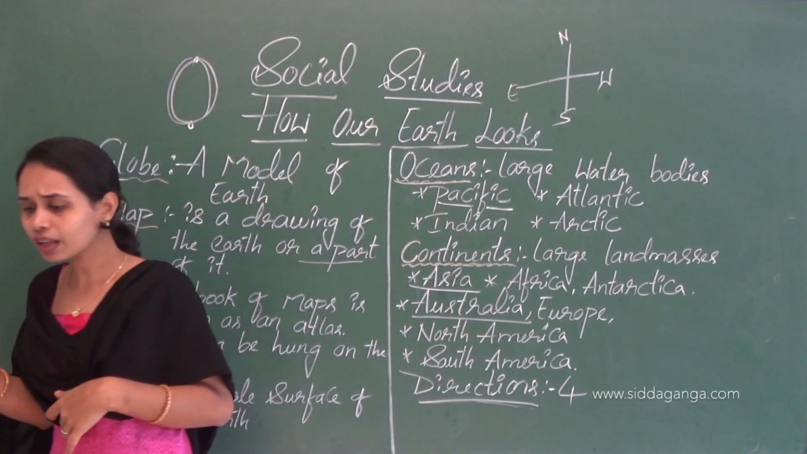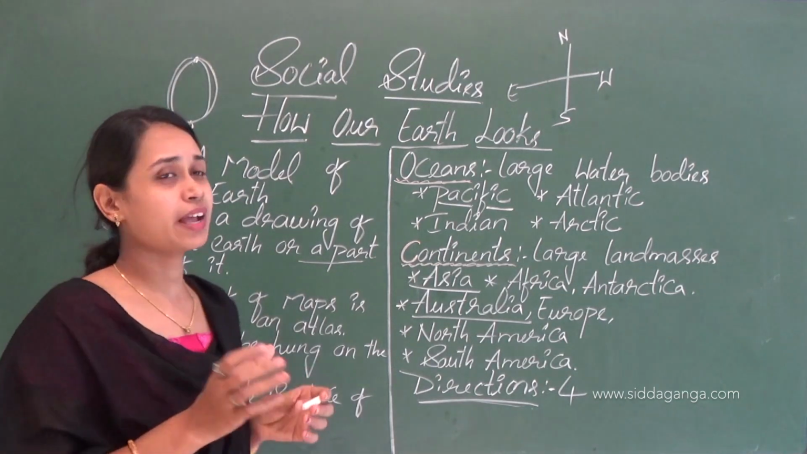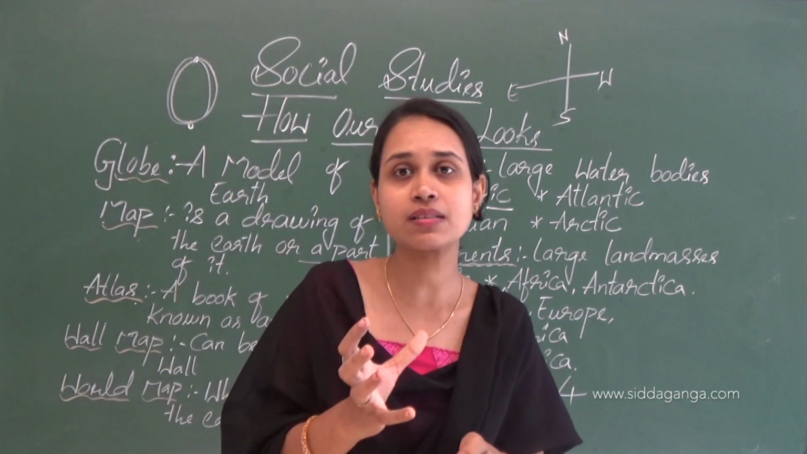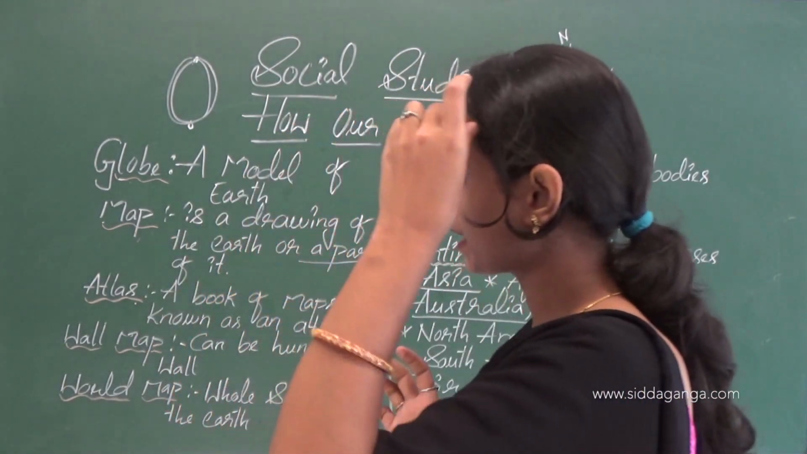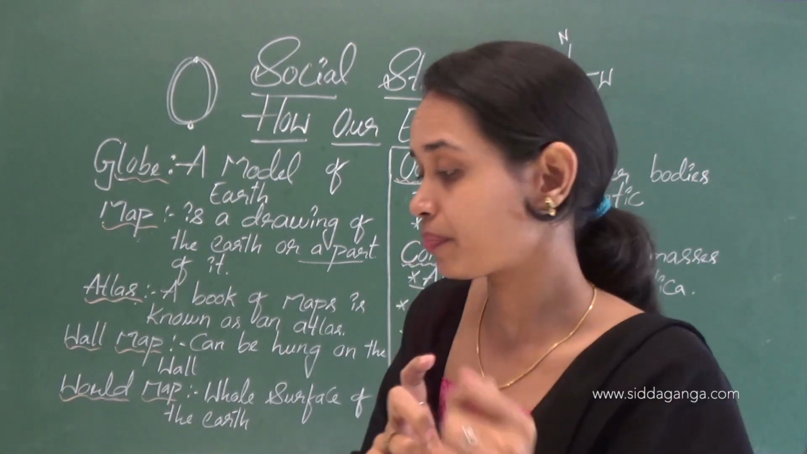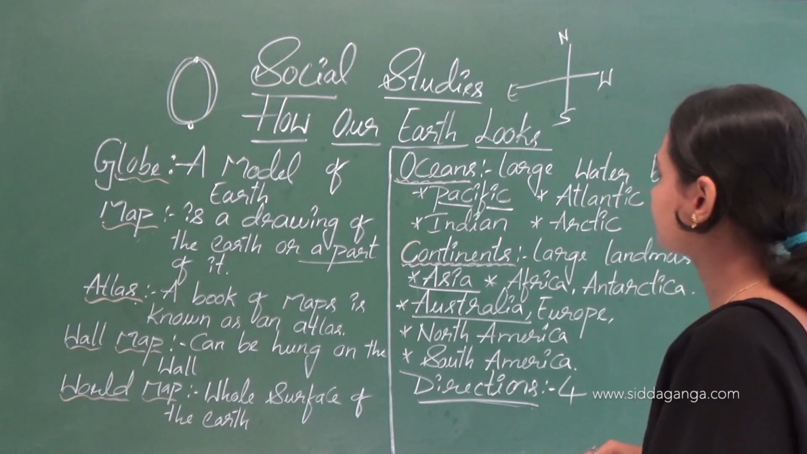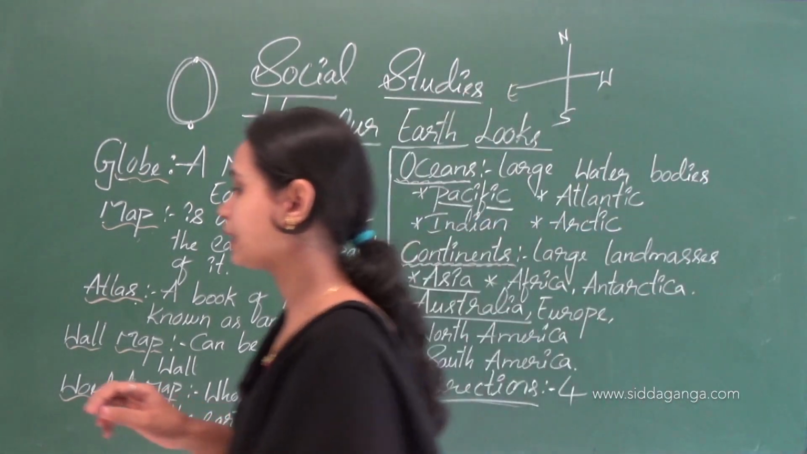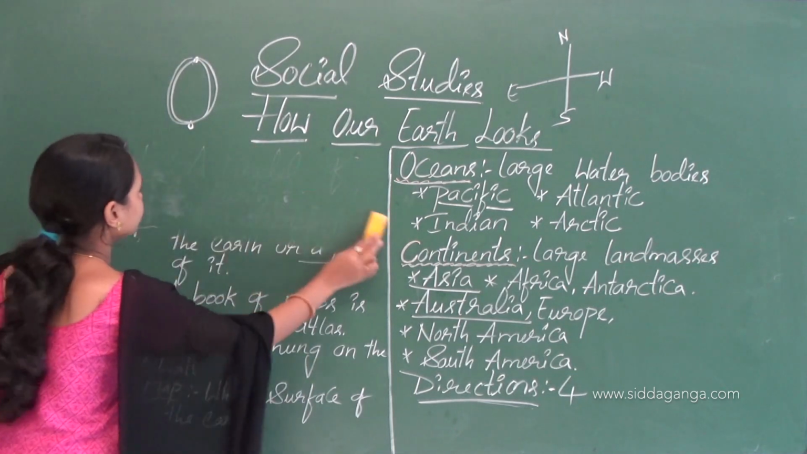Okay, and here the direction can also be found with the help of a compass. A compass looks like a watch. So here it has a magnetic needle. The compass has a magnetic needle. I will show you.